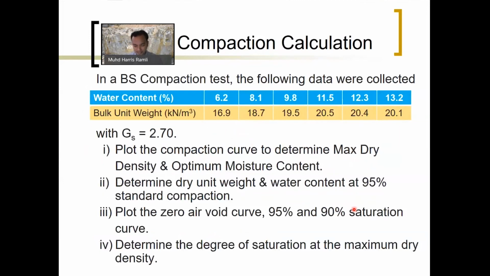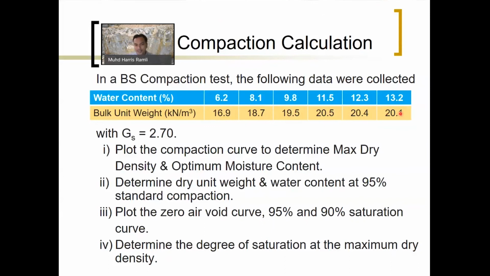This one is actually taken from Muni Budhu, page 76. So you can check in Muni Budhu, compaction calculations. So this is one example. You have a water content, and as you can see, the water content is increasing. Then you have bulk unit weight. You can actually see the pattern in here. It increases, then after that it reduces.